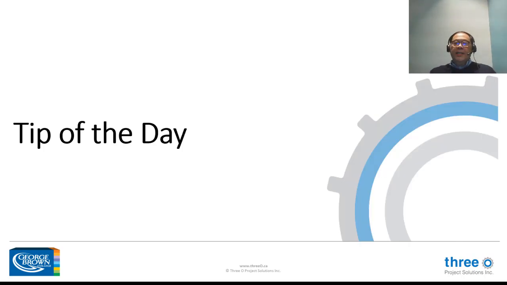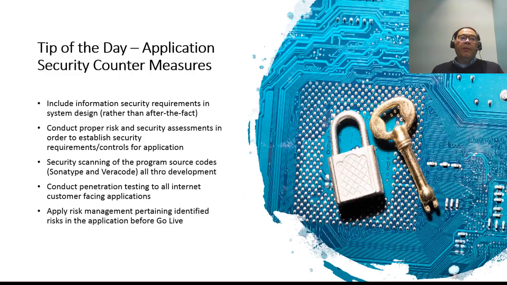Okay, so that's it. And the tip of the day is about application security countermeasures. So we're talking about including security requirements during the system design, not after the fact. This is kind of a conclusion, repeating some of the things we talked about, and this is important for you to appreciate, right? So conduct proper risk and security assessment in order to establish security requirements and controls for the application. You need to develop security solutions that are risk based.